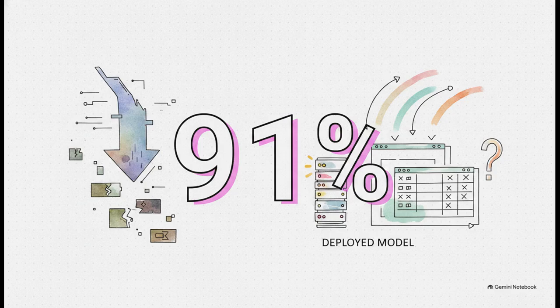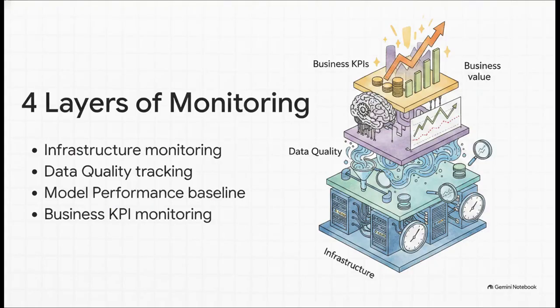To highlight exactly why this post-deployment phase is so critical, get this. Without active monitoring and retraining, 91% of deployed models will experience measurable performance degradation within just 9 months. It's crazy. Simple upstream data changes, like a quick schema tweak or a missing field, can completely and silently corrupt your model inputs. So, to prevent this silent degradation, the tutorial outlines 4 necessary layers of monitoring.